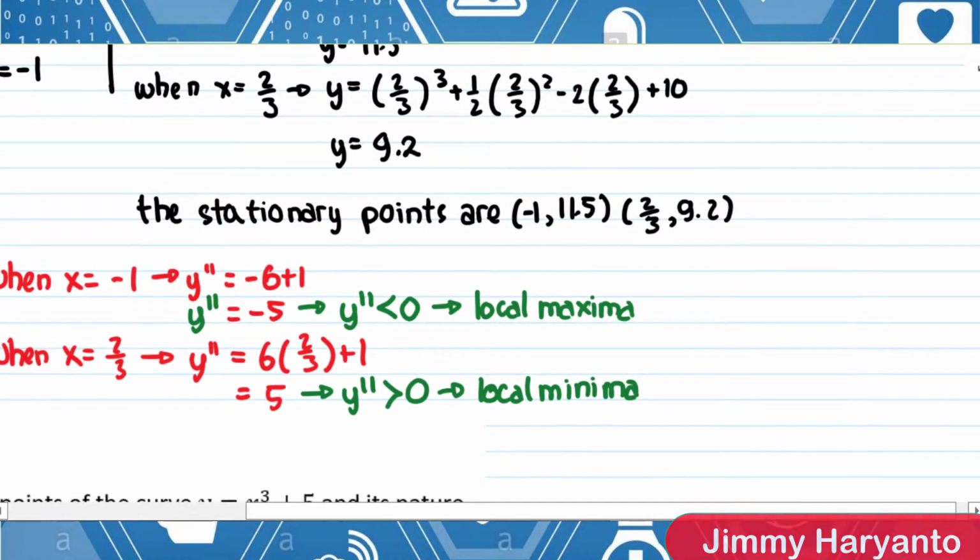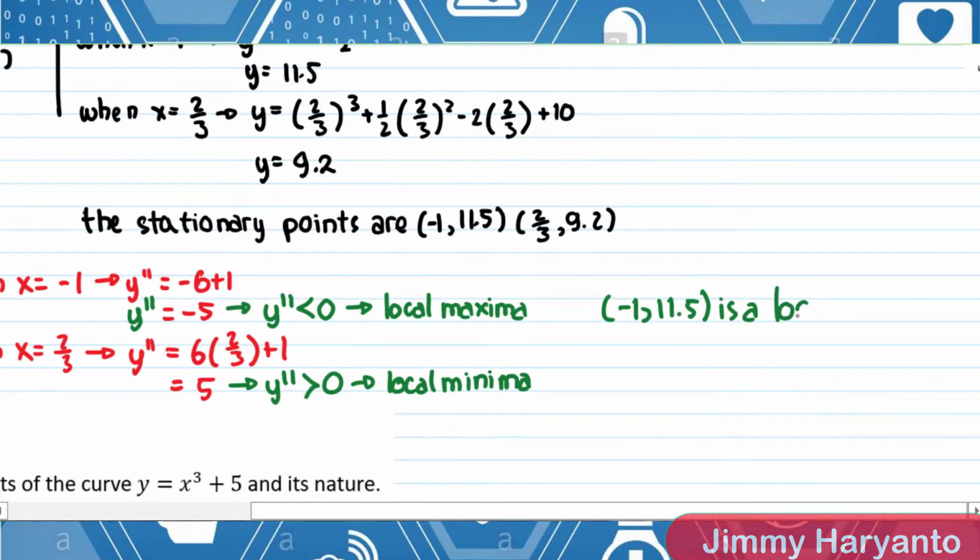There we go. That means this point, -1, 11.5, is a local maxima. And the next one, 2 over 3, 9.2, is a local minima.